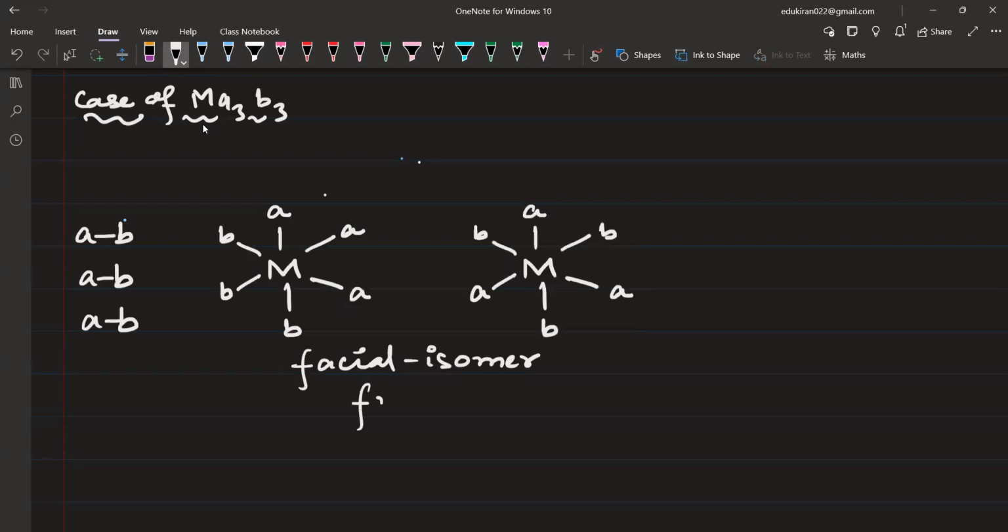इसका छोटा सा नाम होता है fac, fac form होता है इसका, facial का short form क्या हो जाएगा, fac हो जाएगा. Got this isomer facial में, ये समझ में आया आप लोगों को?